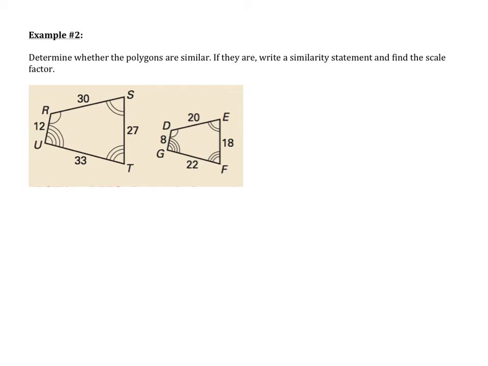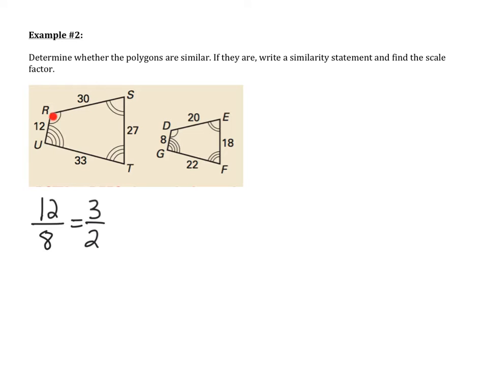So we're going to look at all the corresponding sides. RU would correspond to DG. So let's put 12 over 8 and put it in lowest terms. That would be 3 over 2. So all of the other sides would have to have a scale factor of 3 over 2 in order for these two quadrilaterals to be similar.